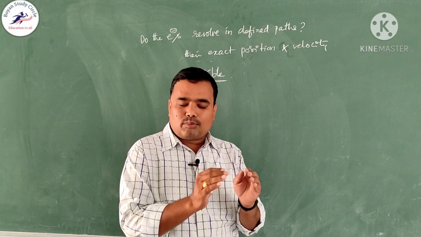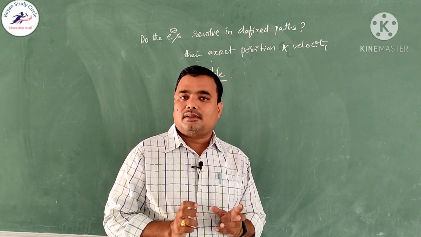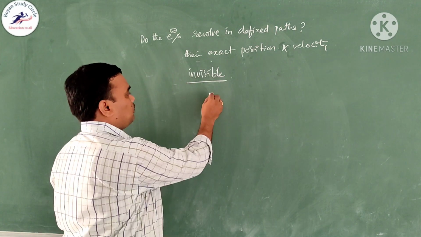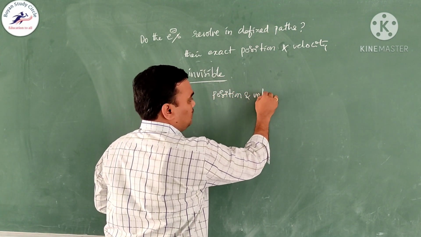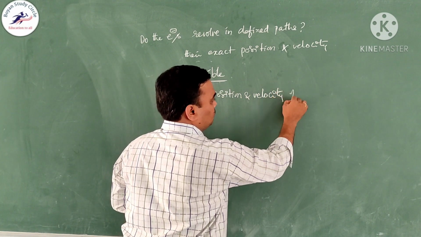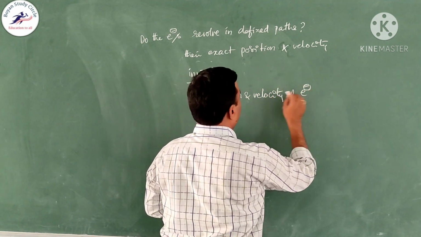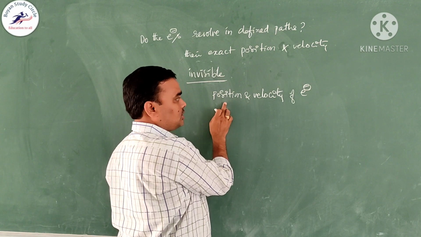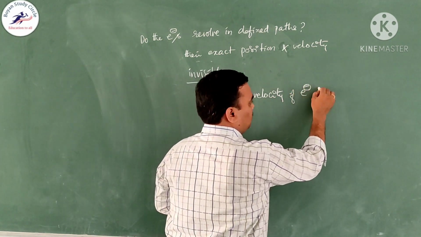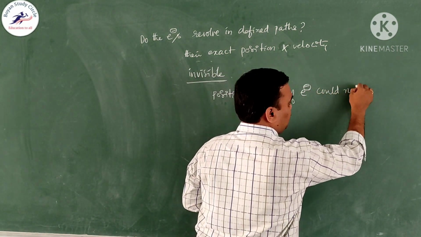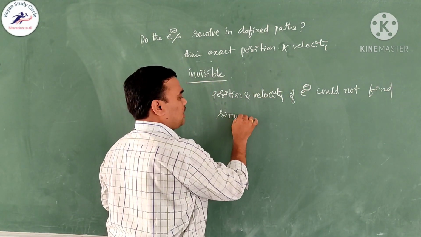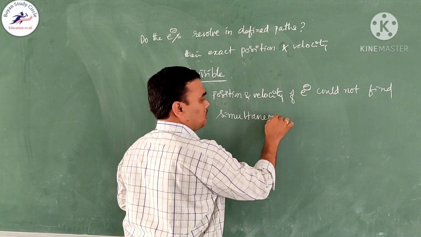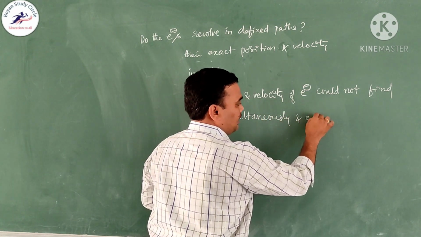So, by this small experiment you came to know that you cannot find the position and velocity of an electron simultaneously and exactly.